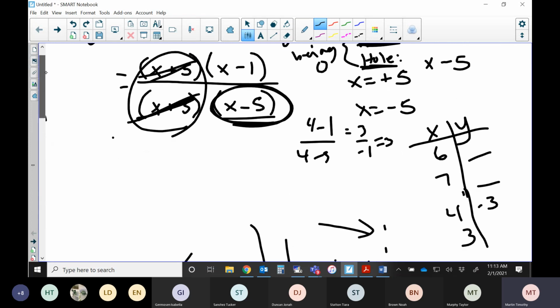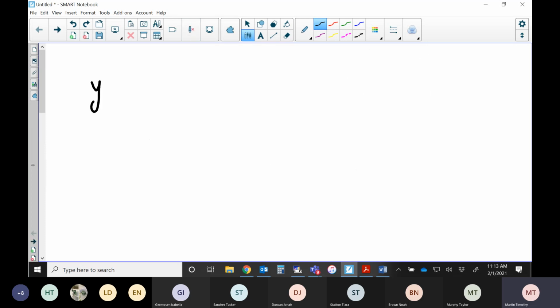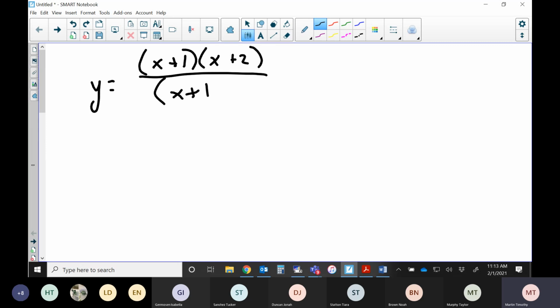So when they cancel out, that's where holes are made. When they don't cancel out, that's when vertical asymptotes are made. So even if I gave you a problem like this, what happens is there's a vertical asymptote, horizontal asymptote, or hole. Those are the 3 things that can happen.